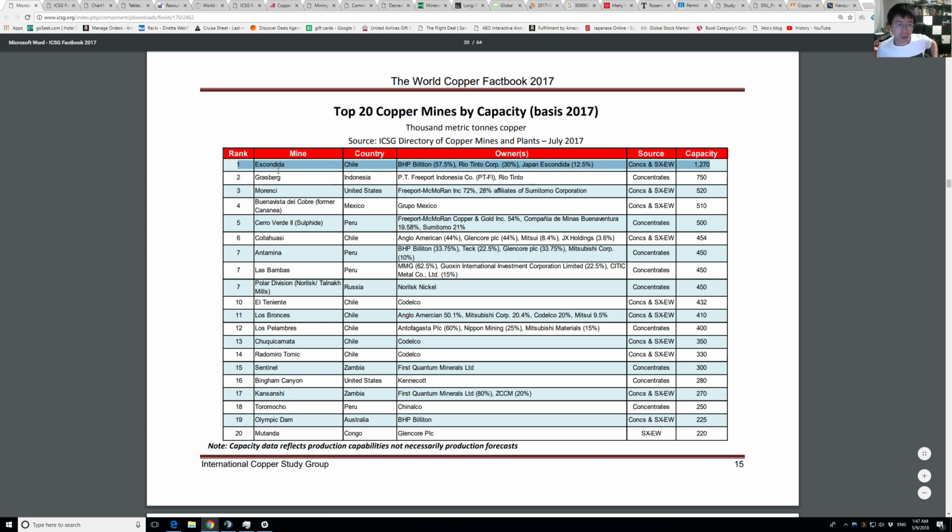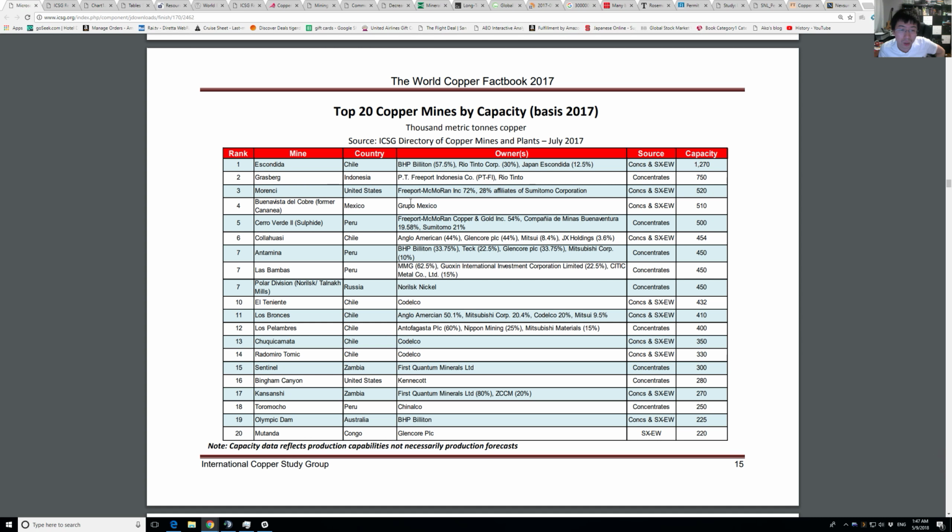The biggest is the Escondida, and that actually is not owned by Peru. It's mostly owned by BHP Billiton. For disclosure, I own quite a few of these names. I have BHP Billiton, and I have Norilsk Nickel. And I think those are the two. Yeah, those are the two that I actually own.